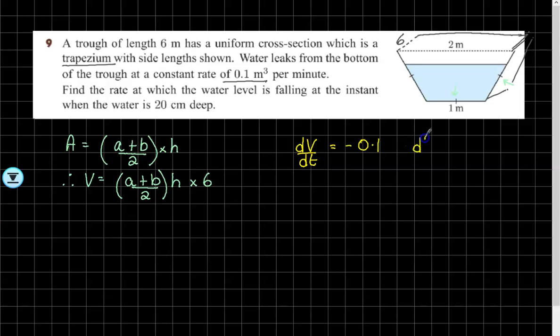Find the rate at which the water level is falling. So we want to find dH by dt, and we'll have to label our diagram in a minute, when the water is 20 centimetres deep, when H is 20 centimetres. I was doing that a lot last lesson, the whole unit thing. We also remembered that to get the volume, you just times the area by the depth. So that's where we've got this from. The depth is your 6. We've got a lot of unknowns here.